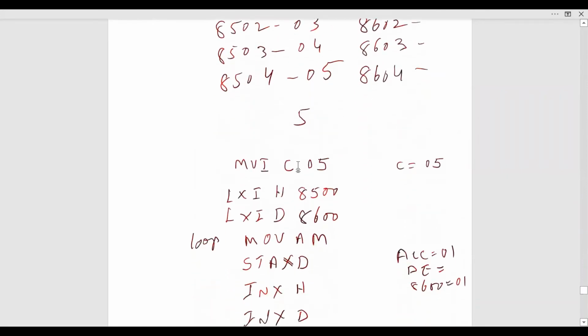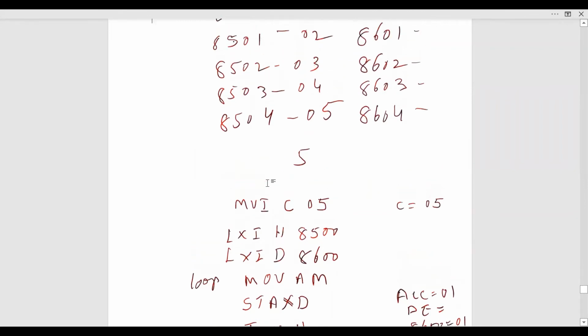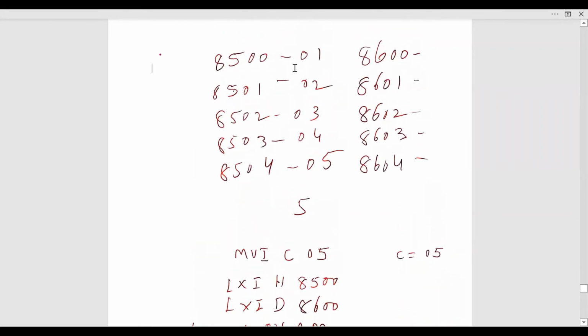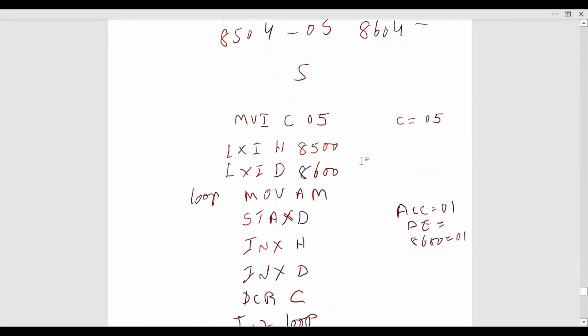So first we have to initialize C with the count, the size of the block, that is 05. Then consider the source address in the HL pair and the destination address in the DE pair, and then get each number to the accumulator and then store it through the DE pair. So get the number from memory, from the address in the HL pair, to the accumulator, and move that to the location in the DE pair. So this process has to be repeated.